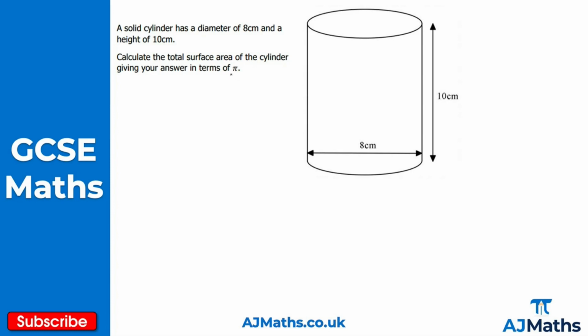Let's just start as we have done for the previous two. So again, let's just note the formula here. We've got two circles, so we get 2 pi r squared. And then we've got the curved surface area, so that's 2 pi rh. Okay. I now need to note the values of r. So r here, well, the diameter is 8 centimeters, so the radius will be half of that, so it's going to be 4 centimeters. And we have a height here, h, of 10 centimeters.